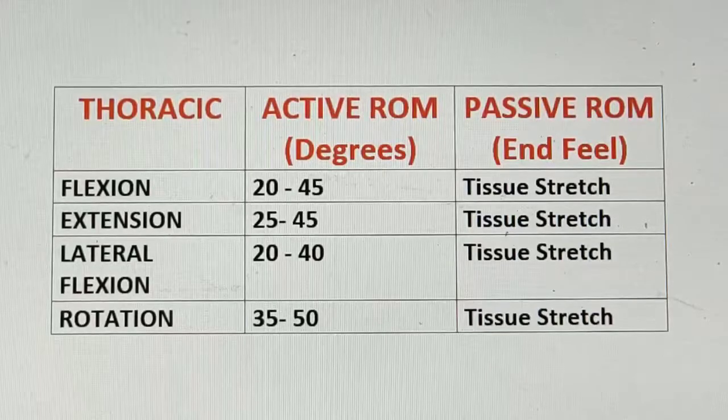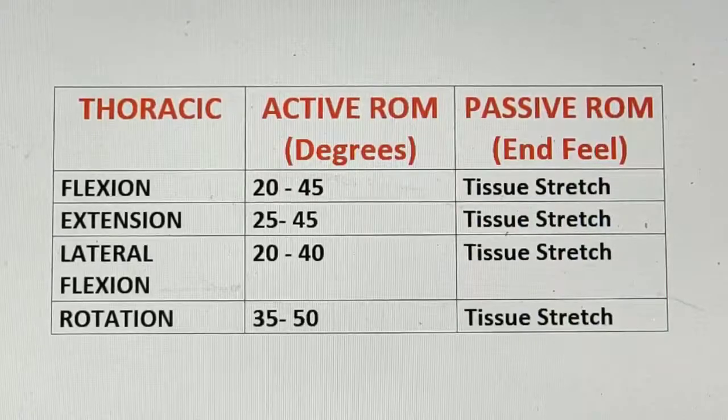Now for the rotation of the thoracic joint, the active range of motion value in degrees should be 35 to 50 degrees, and the passive range of motion and feel is again tissue stretch. Okay, so here you go, guys. These are the normative values of the range of motion of the thoracic joint.